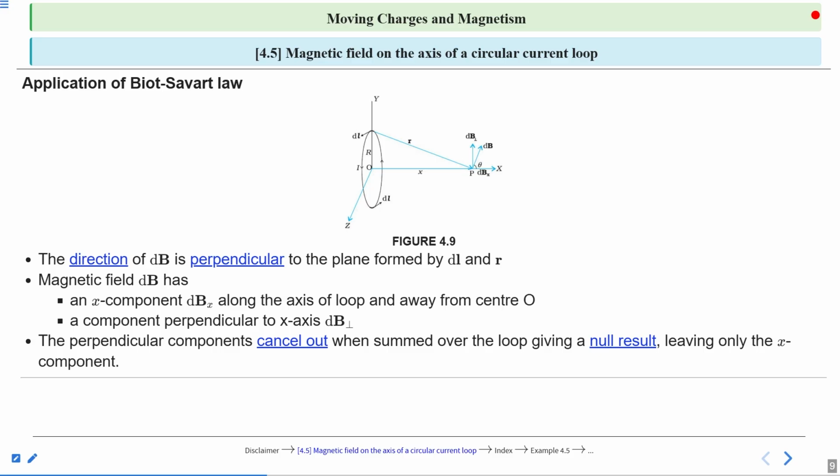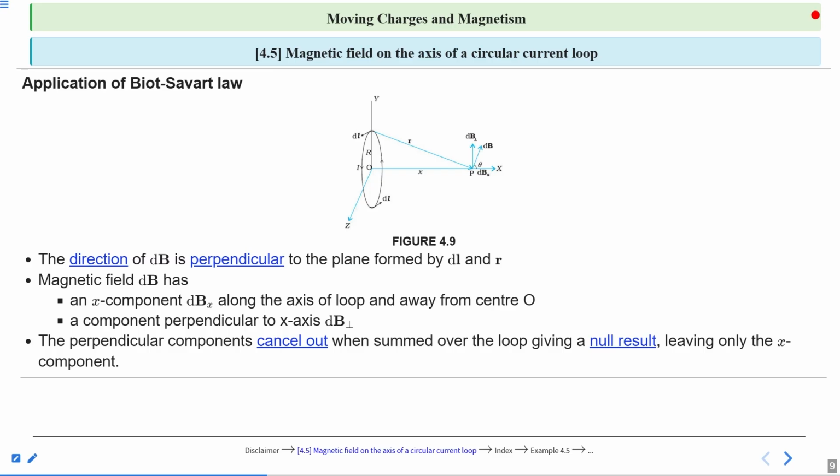Now you can see, the dl vector is shown in the diagram at the lowest point of the loop, which is the diametrically opposite point. Two dl are shown in the diagram: the first is at the top of the loop, but the second is at the lowest point of the loop. We are deriving the expression for the topmost element.